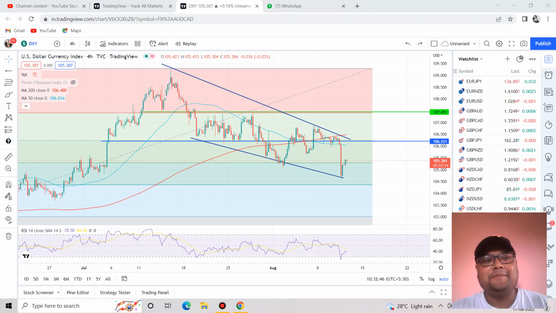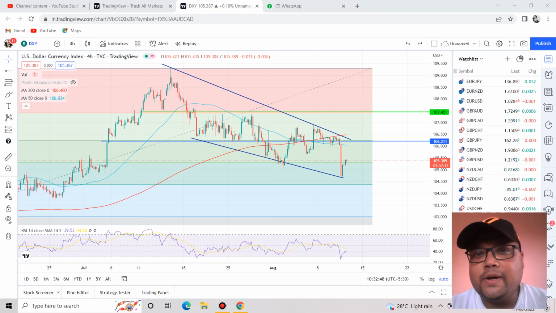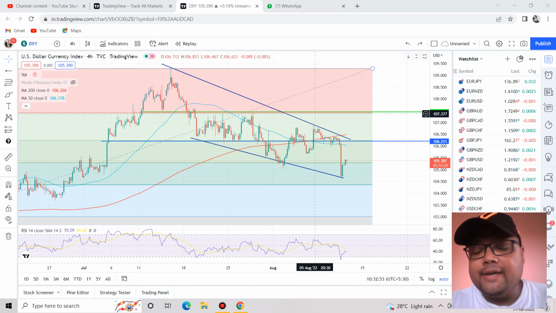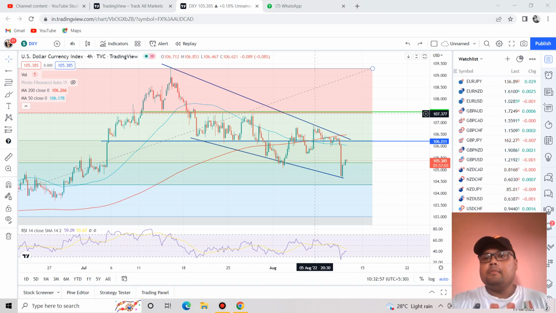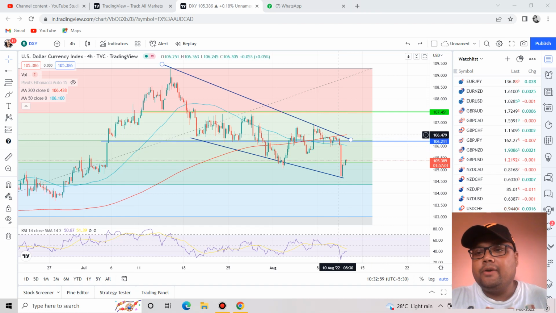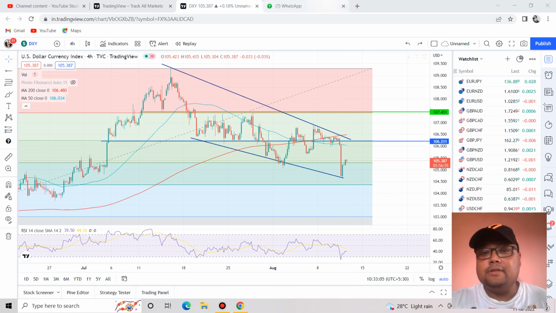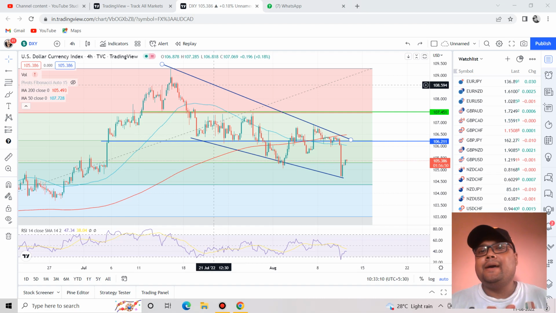So let's get started. This is a 4-hour chart of DXY, and as we all know, there was a huge drop on the chart of DXY during the CPI release yesterday. DXY was trading around the 106 level, and when the news came out, it dropped to a low of 104.50. There was a massive drop on the chart of DXY, and we saw a massive rise on the chart of Euro USD, Gold USD, GBP USD, and others.